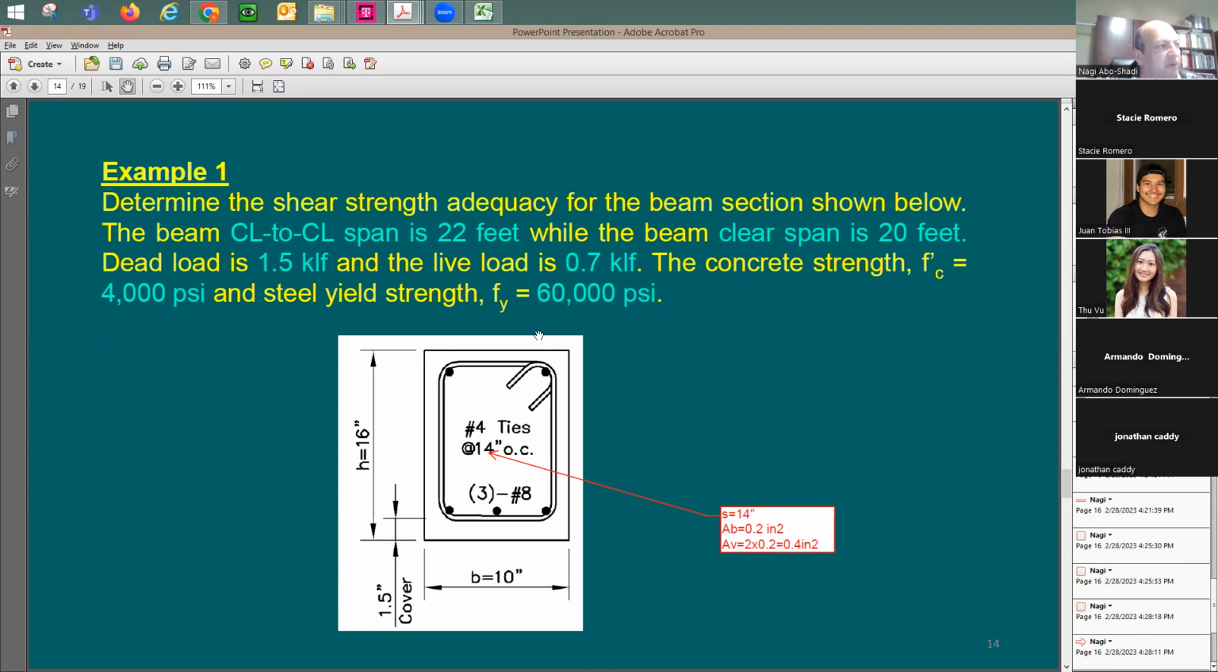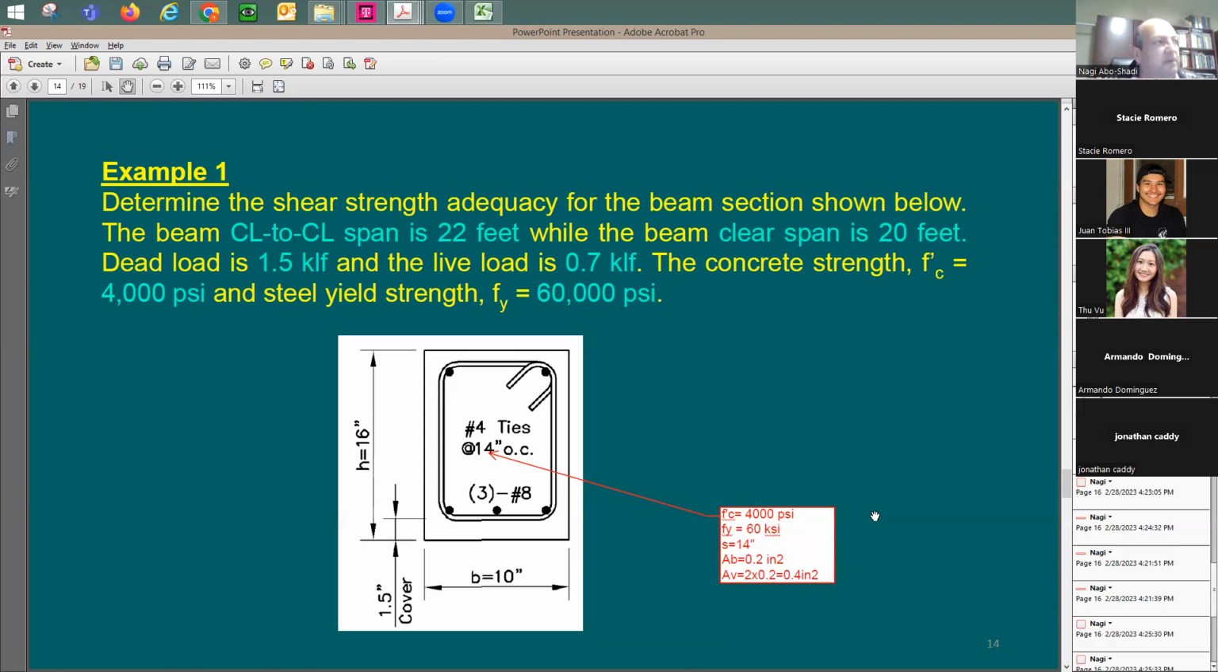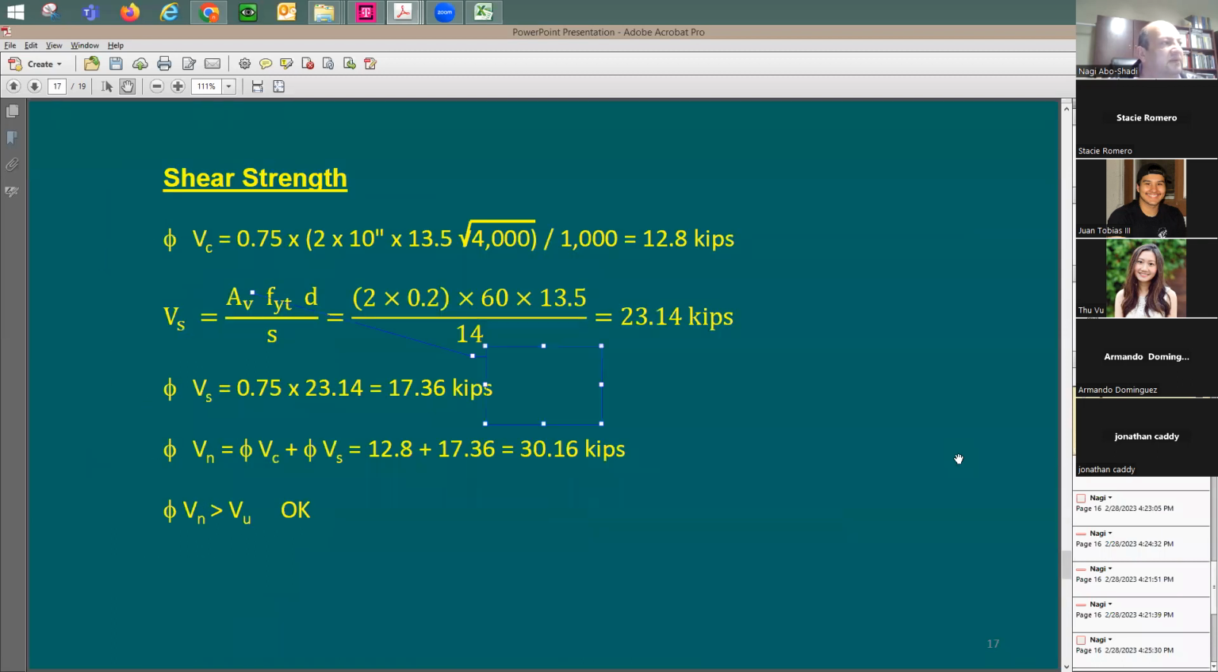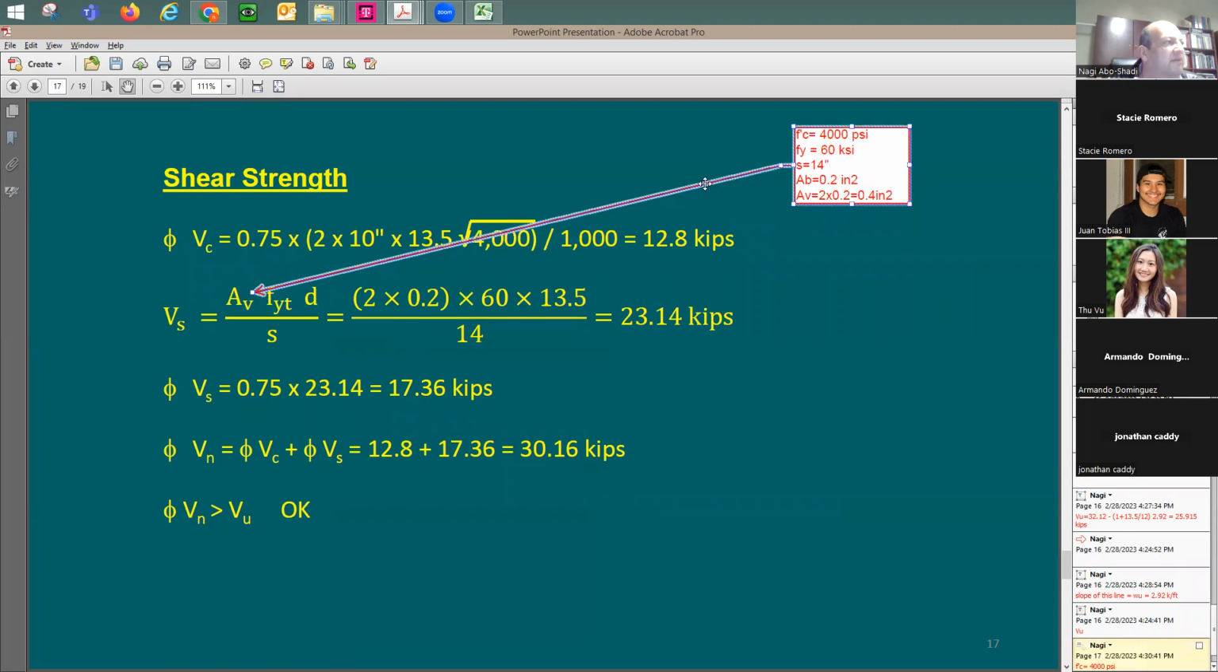So I guess now I have all the information from this slide and I should be able to move forward. But let me add to it. I'm going to say F prime C equals 4,000 psi and Fy for the steel 60 ksi. I said, okay, this is all the information I need from here. So I'm going to be taking this, moving forward to find out the strength. Here's the information I have from the other slide.